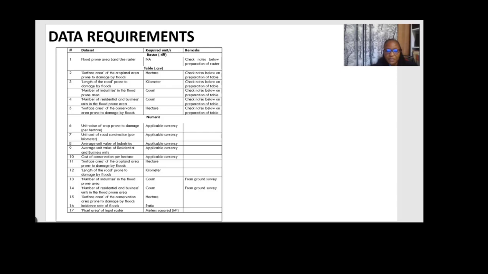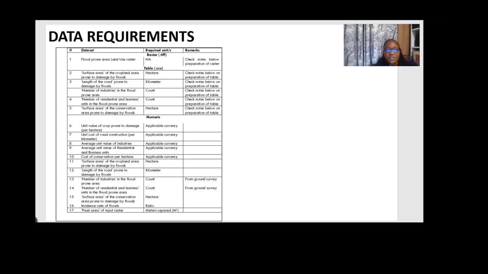We have the number of industries in the flood-prone area. This is another asset that we look at. So the number of industries that have been damaged and the area that they occupy is very important for us to determine the damage, the value of damaged property under industries.